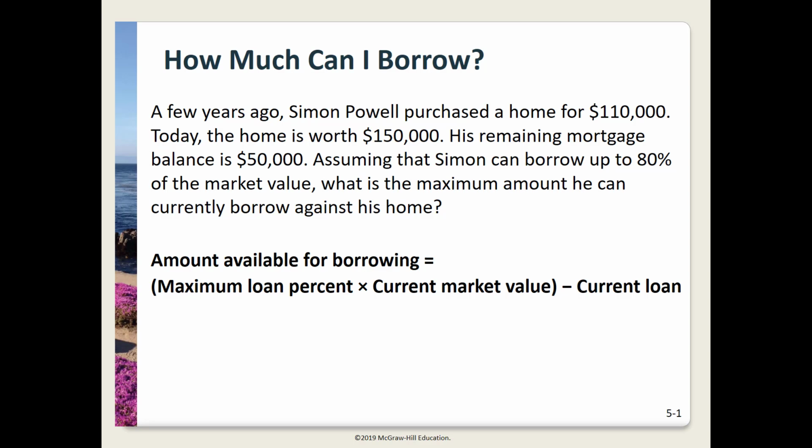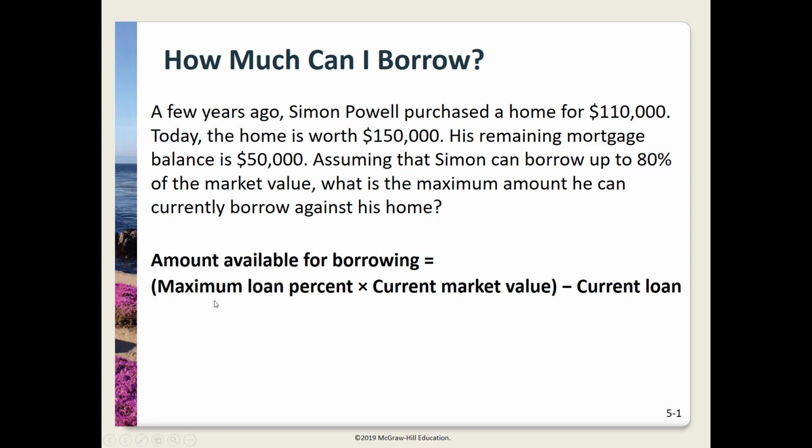So a few years ago, Simon Powell purchased a home for $110,000. Today, the home is worth $150,000. His remaining mortgage balance is $50,000. Assuming that Simon can borrow up to 80% of the market value, what is the maximum amount he can currently borrow against his home? So here's the formula for the amount available for borrowing.